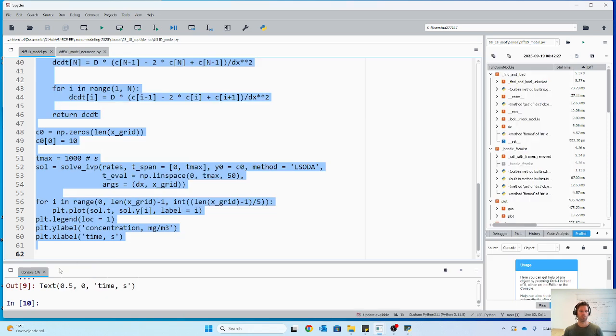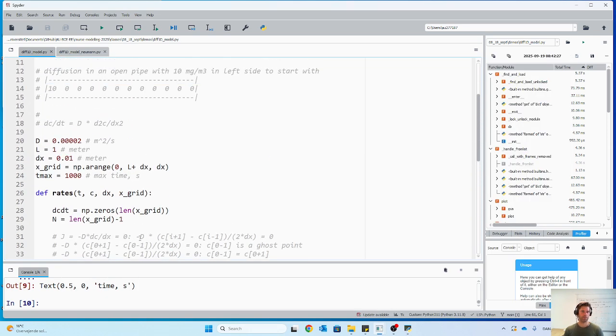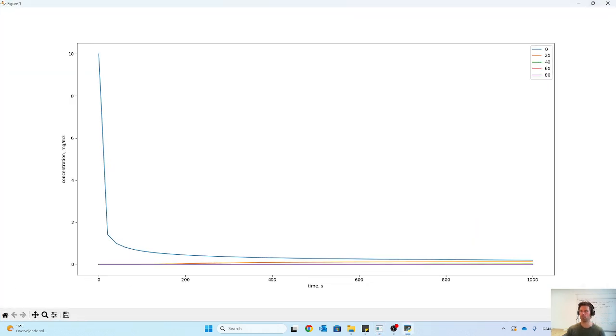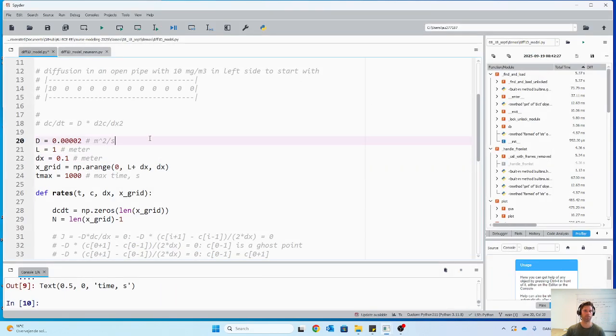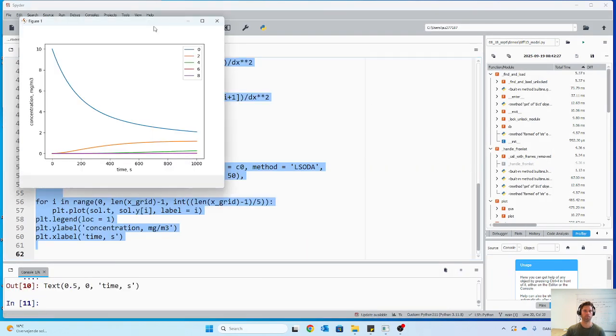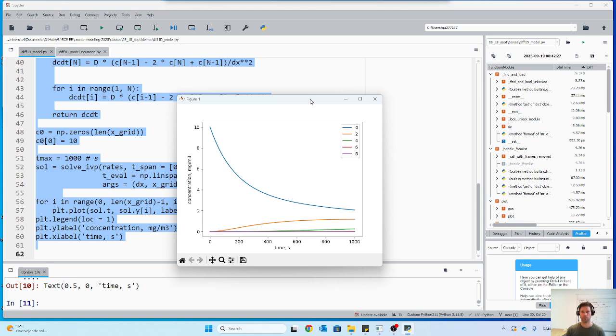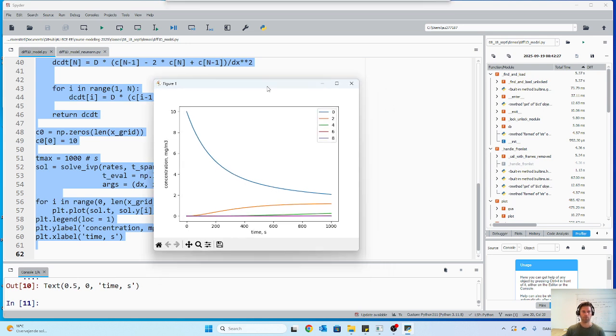Okay. But what then happens if we change the spatial step size? Let's put it to 0.1 instead. And I will close this figure and rerun everything. So this looks totally different. We have a much slower decline in concentration. So now I want you to think about before class, why do you think this is the case?